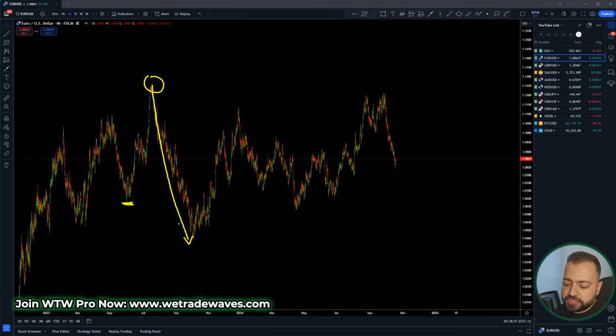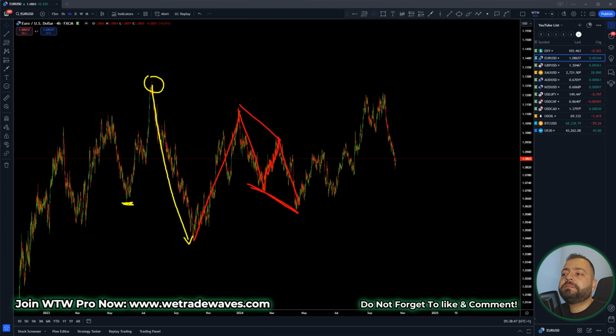After that, I'll change the color just for you to see the structures in detail. Let me go for probably red. We've got this up wave here, this drop, this corrective structure, and this drop. After that, this structure, guys, is complete, okay?